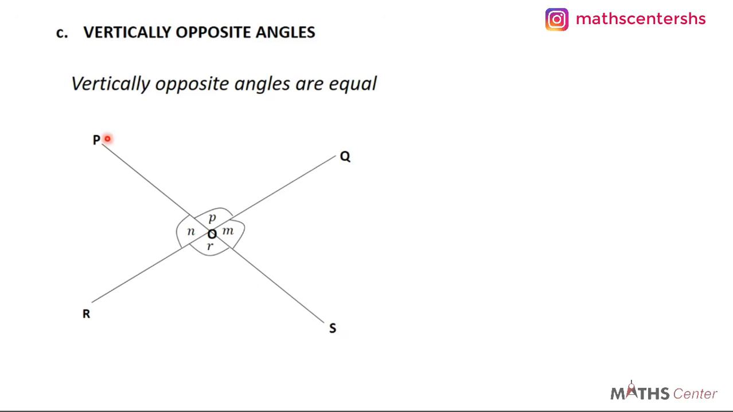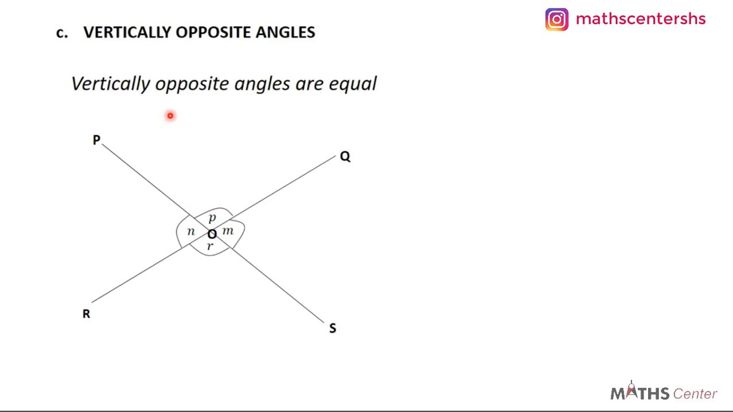Let's say we have this line here, line PS and line RQ. Now they meet at a point O. We have about 4 angles formed here. We can see from here that N is directly opposite to M. P is directly opposite to R. These are what we refer to as vertically opposite angles. So N is vertically opposite to M, P is vertically opposite to R, and the property is telling us that vertically opposite angles are equal.